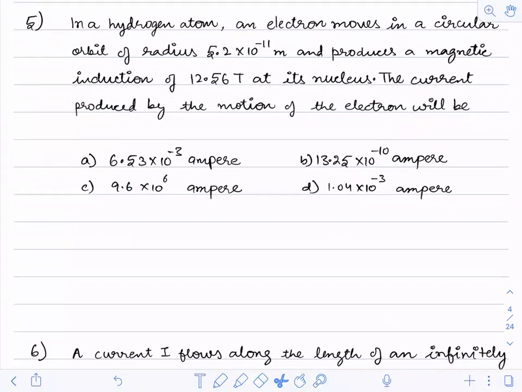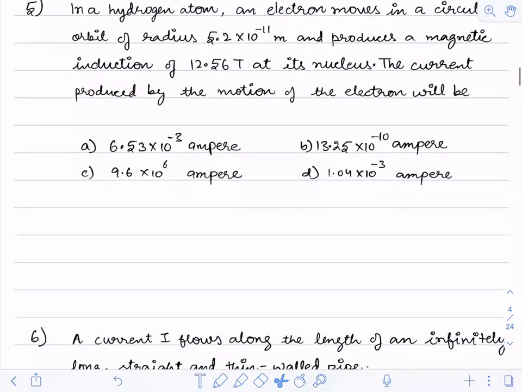Question number 5 says, in a hydrogen atom, an electron moves in a circular orbit of radius given to me and produces a magnetic field induction of this value at its nucleus. At its nucleus means at the center. The current produced by the motion of the electron will be. As you know, the motion of electron produces current. So if the magnetic field is directly given to me, I can directly use that result and calculate the value. Just see how we will solve that question.